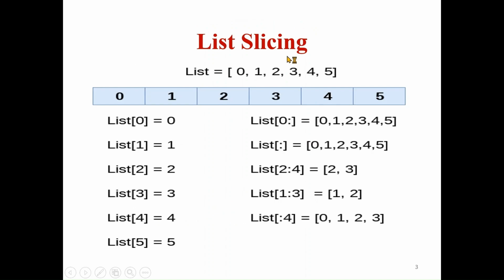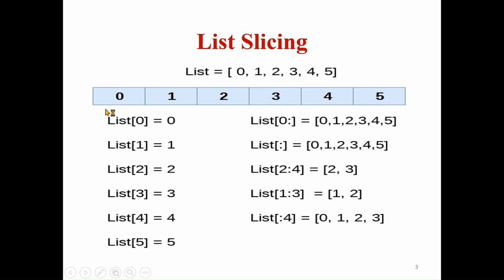Now we have list slicing. Here we have 0, 1, 2, 3, 4, and 5, so totally 6 elements exist in the list. This is called the list variable. You can take any name like X, Y, Z, A, B, whatever you want. Here you can see there are 6 elements, and these 0, 1, 2, 3, 4, 5 are the actual values that I put here.